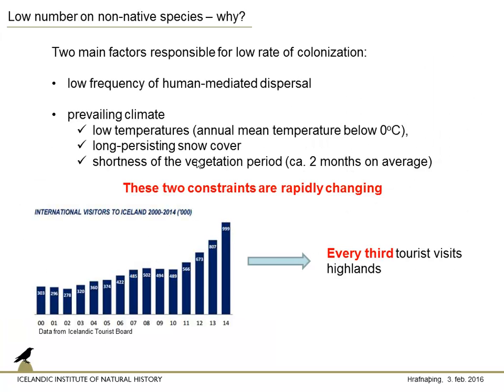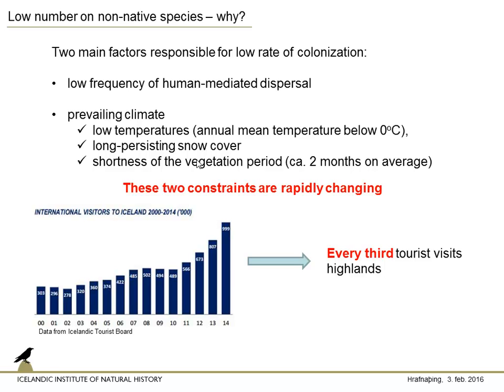So the problem is why there is such a low number of non-native species in the highlands. I think that there are at least two main factors that are responsible for this low rate of colonization. First of all, it's a low frequency of human-mediated dispersal, which means that humans, until now at least, were not visiting the highland areas frequently, or they were visiting, but not in huge numbers.